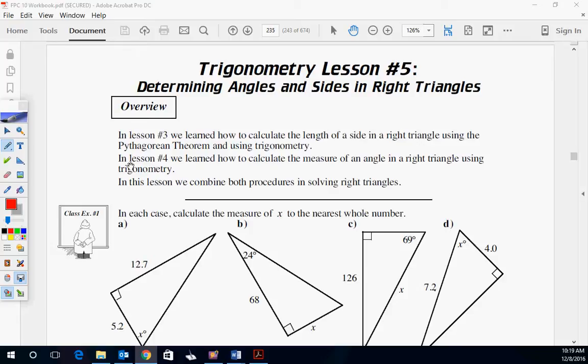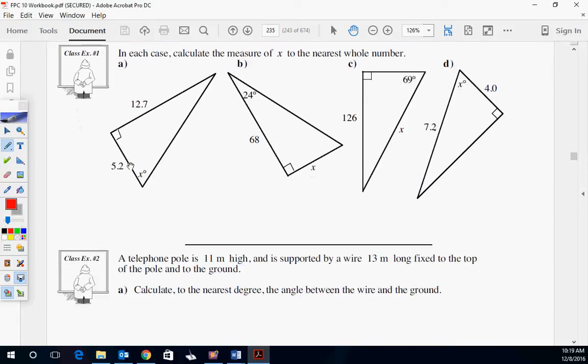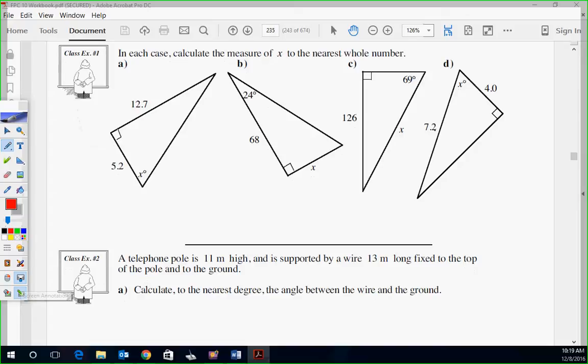So you just got to approach the problem: what am I trying to find, and then figure out how to get it. In each case, calculate the measure of x to the nearest whole number. We have 4 problems here.